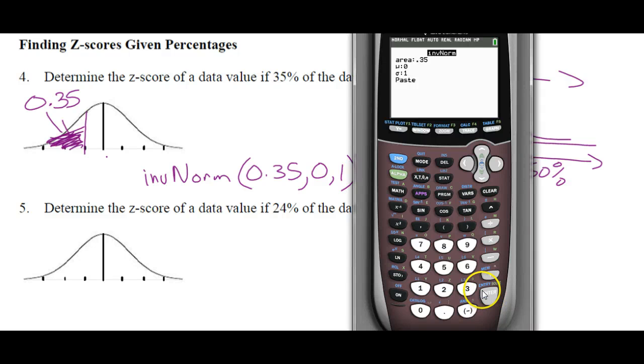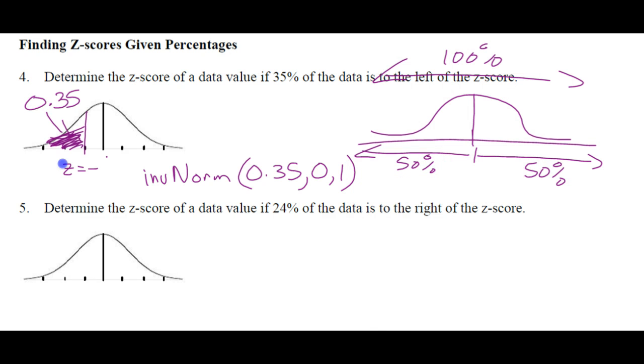So we go enter, enter, enter, paste. Okay, so either yours says inverse norm 0.3 or 0.35, and you can close the bracket, or you can put the 0 and the 1 in. Hit enter. That's your z-score, negative 0.385. So we'll call that negative 0.39. So z equals negative 0.39. Okay, so that's a z-score.